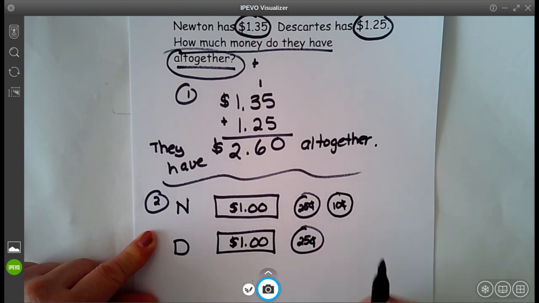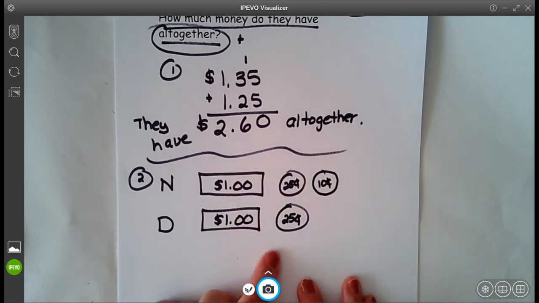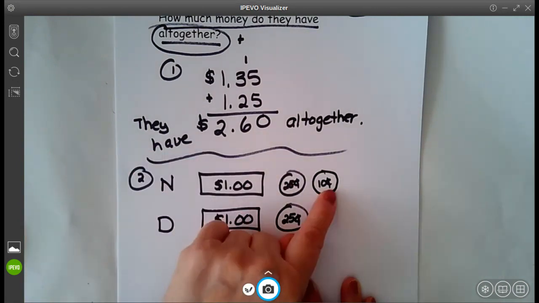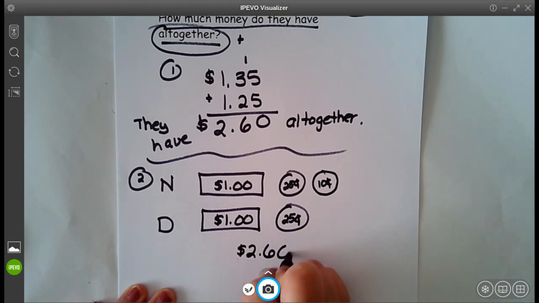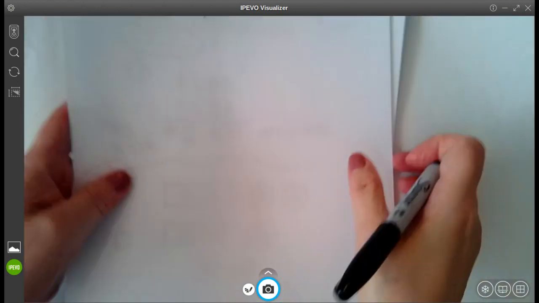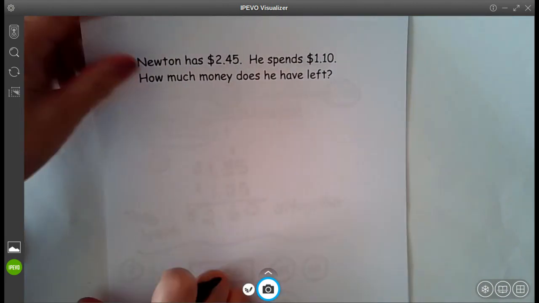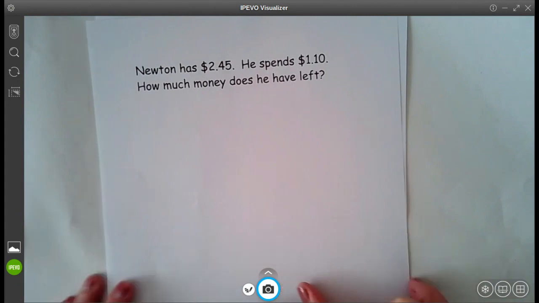Okay, so now that I have the picture, I can just go ahead and count up the money. $1, $2, 50, 60 cents. So $2.60. Okay, that is example number 1. Here's the next problem. Newton has $2.45. He spends $1.10. How much money does he have left?